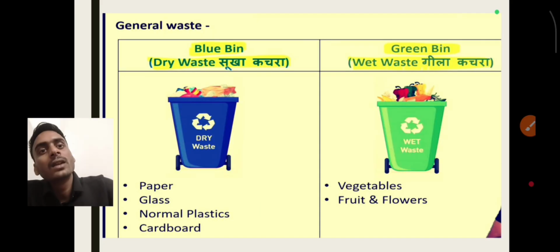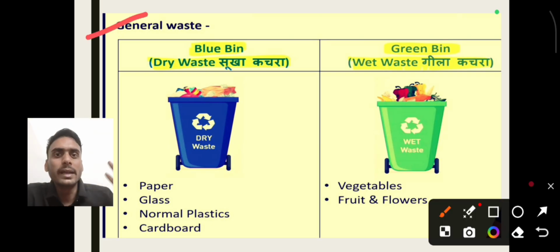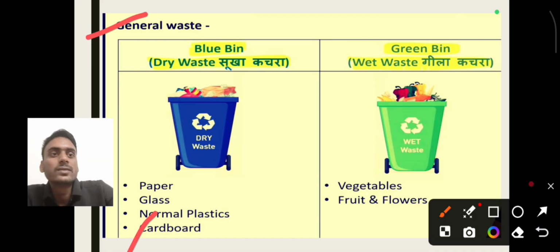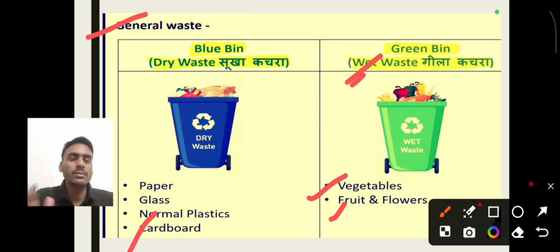Now let's discuss general waste. Previously we only used the black bag, but nowadays you have to use a blue bin or a green bin. For dry waste like paper, glass, normal plastic, or cardboard, use the blue bin. For wet waste like vegetables, fruits, flowers, or any other food, discard it in the green bin. The green bin is a new term, so just remember it.